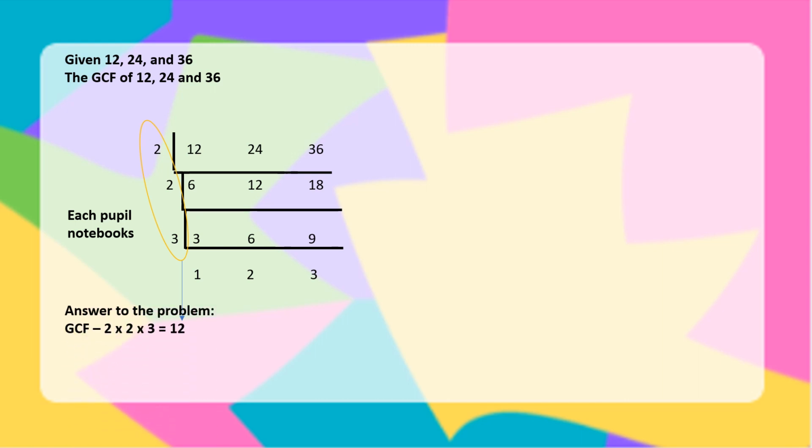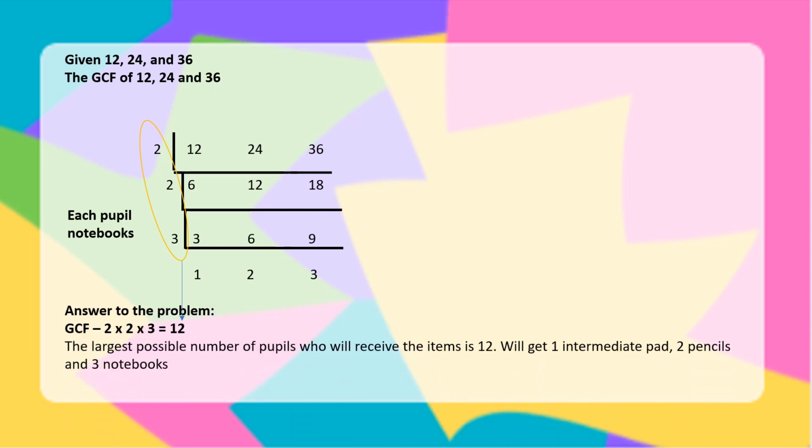Then, to answer that problem, the GCF, all we have to do is just multiply these numbers outside the continuous division symbol. So 2 times 2 times 3, that will give us 12. So the largest possible number of pupils who will receive the items is 12. We'll get 1 intermediate pad, 2 pencils, and 3 notebooks.